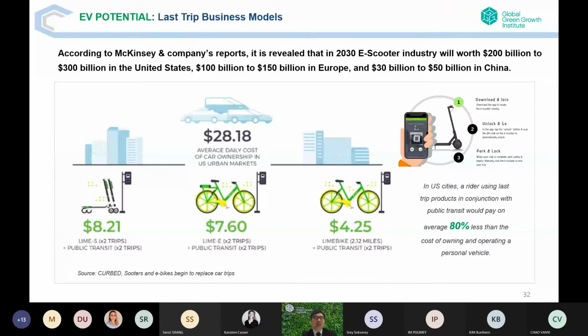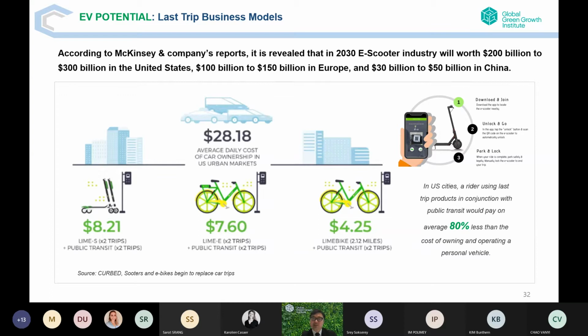According to the McKinsey report, in 2030 the e-scooter industry will be worth $200 billion to $300 billion in the United States, Europe, China, and other countries. In US cities, a rider using a last-trip product, that is a scooter, in conjunction with public transit will pay on average 80% less than the cost of owning and operating a personal vehicle.